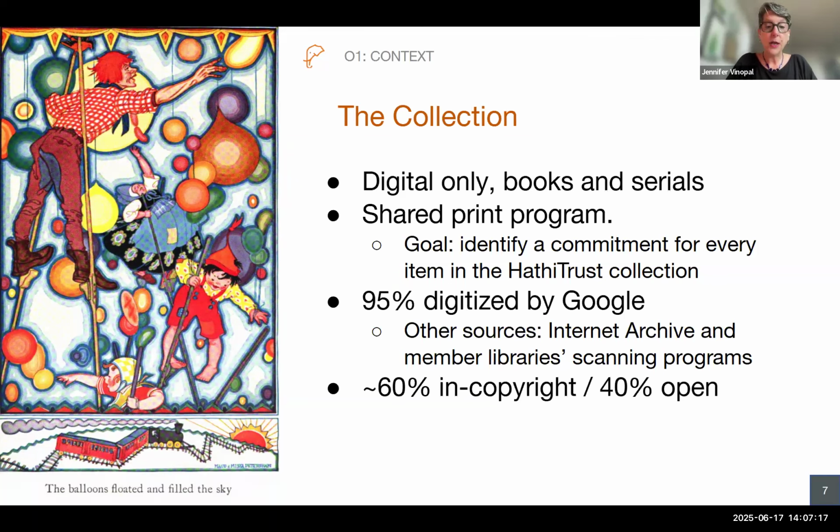We ingest digitized materials from 3 sources: the Google Book Scanning program, the Internet Archive, and also from member library digitization programs. 95% of the collection has been digitized by Google. These materials are subject to contracts that the library partners have signed with Google and to which we must conform. As well, approximately 60% of the collection is in copyright and 40% of the collection is out of copyright or public domain. Next slide, please.